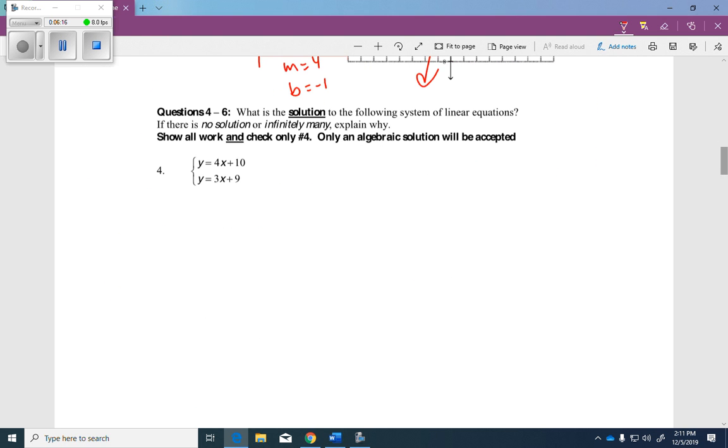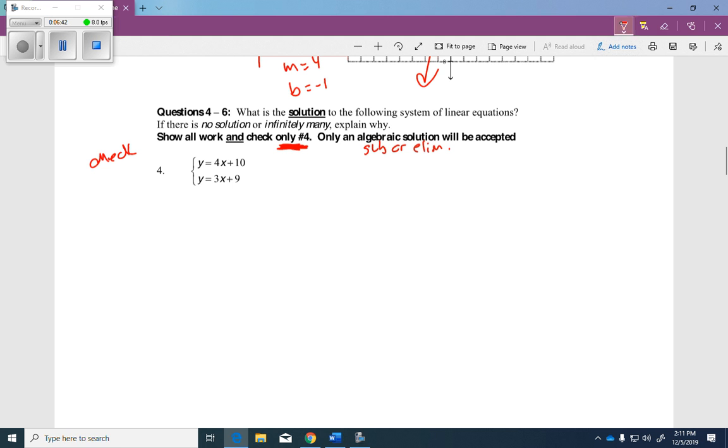What is the solution? If there's no solution, tell why. Show all work and check only number 4. Oh, only number 4 has to be checked. So this is the one where I have to do my checks. I'm just going to remind myself: only an algebraic solution. So algebraic means substitution or elimination. It depends on what it's set up for.